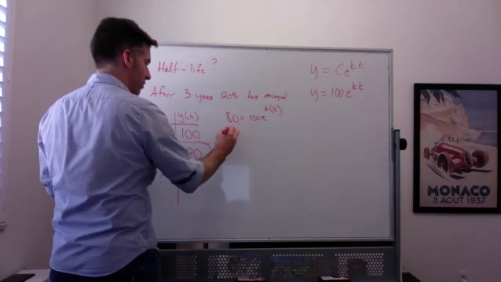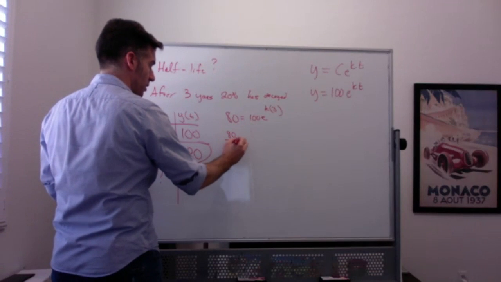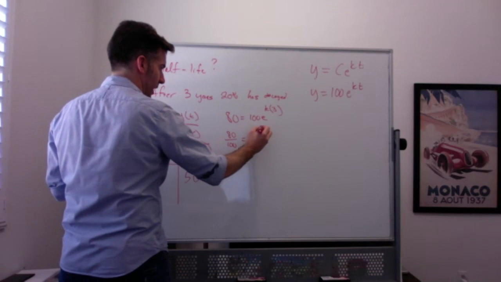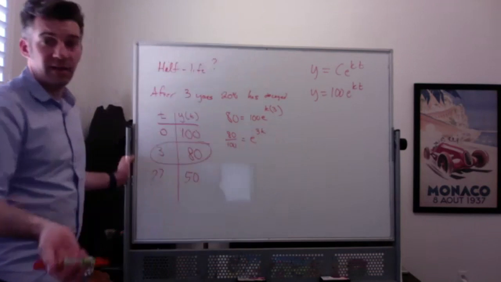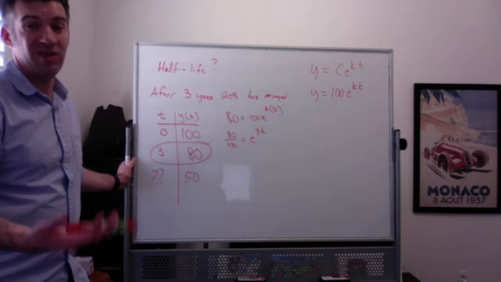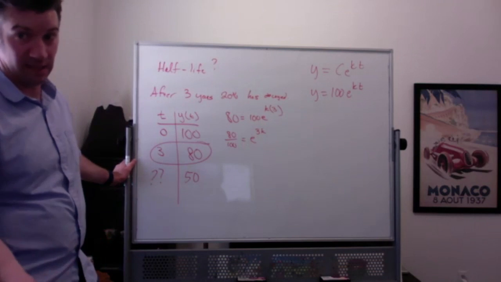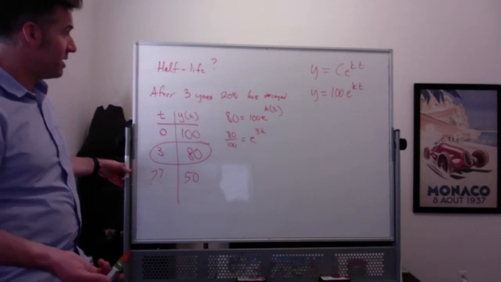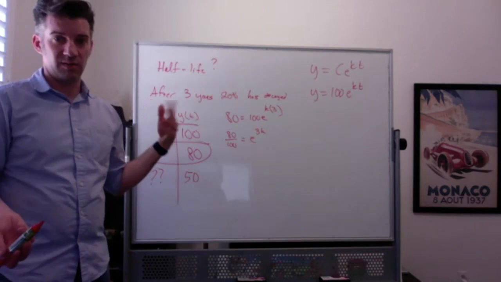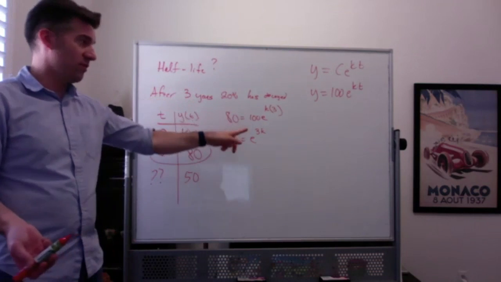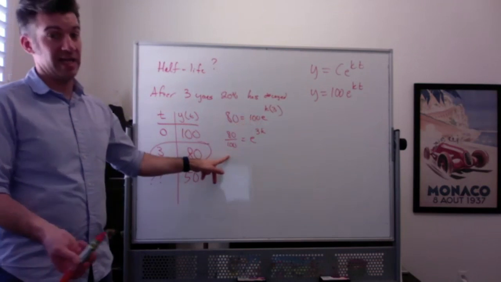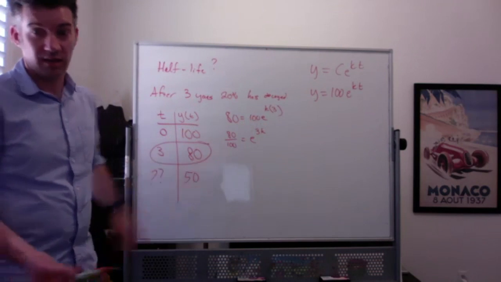80 divided by 100 equals e to the 3k. 80 divided by 100 is just 0.8, which is literally just 80% as a decimal. And that should happen, right? If they're saying you have 80% after 3 years, which is what they're saying here, it means when you divide both sides by that constant, you'll get 80% on the other side.